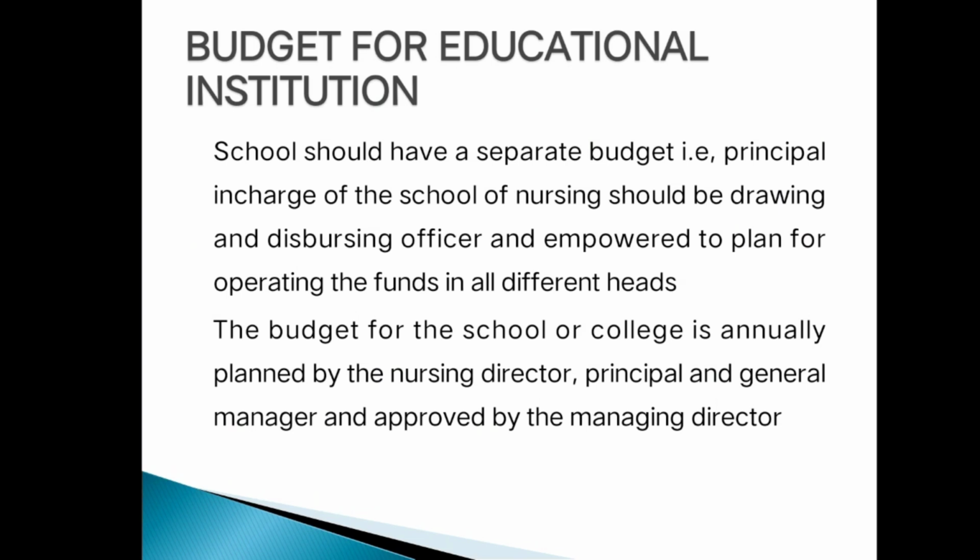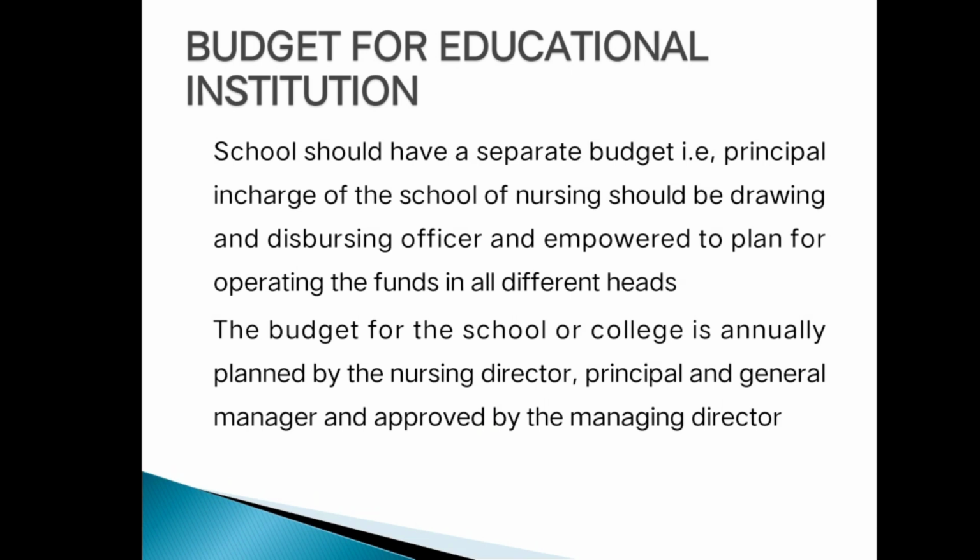The budget for the school or college is annually planned by the nursing director, principal and general manager, and approved by the managing director. So this indicates that the budgeting should be separate for the college of nursing and the school of nursing. Both the board, that is the universities and the board, should have a different budgeting.